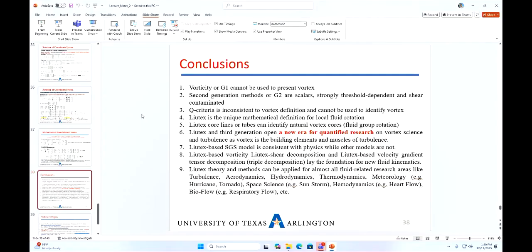Theoretically, because you don't know the vortex structure. You don't know the vortex strength. You don't know that the vortex strength is the turbulent strength. Well, the vortex is said to be the building element and the muscle of turbulence. That's not by me, that's by a German scientist.